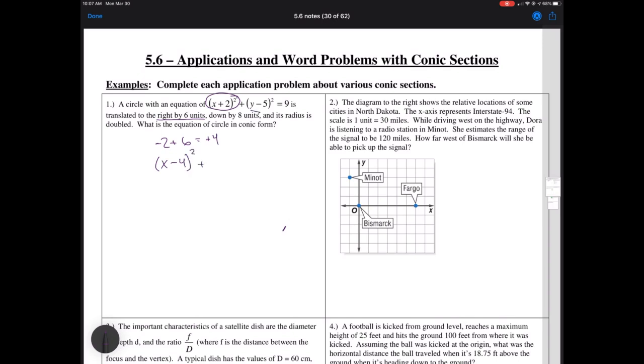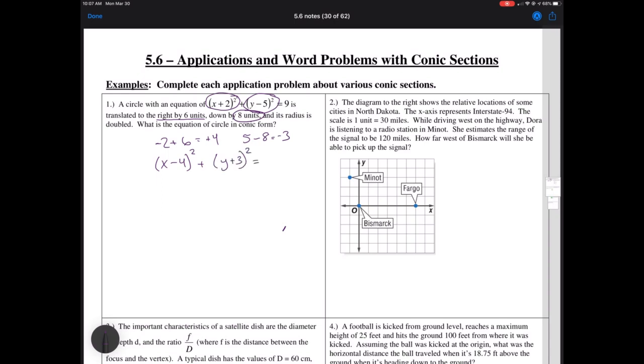All right, so we went down 8. So that means this comes from our y values. That center point's at 5. So I'm going to subtract 8, and that would give me −3. So that would give me (y + 3)².